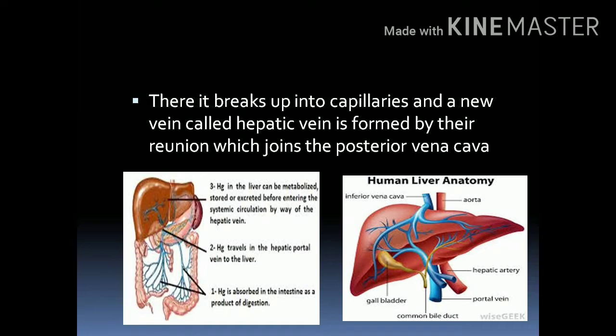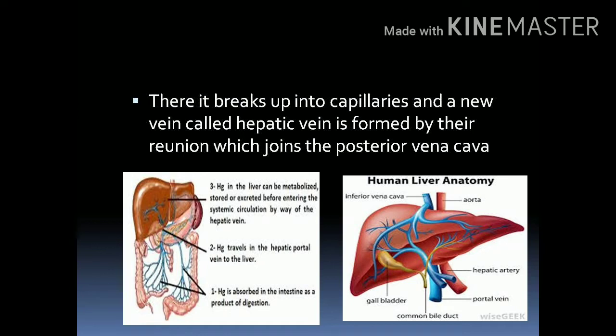Here, whatever food we consume goes to the stomach and intestine. Later, it goes to the liver. Because if there is an excess amount of glucose, it goes to the liver. In the liver, the excess glucose is converted into glycogen form and it is stored.